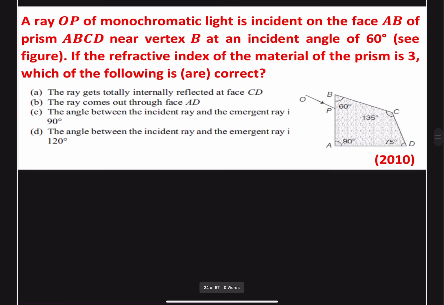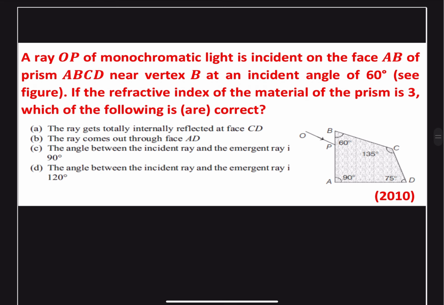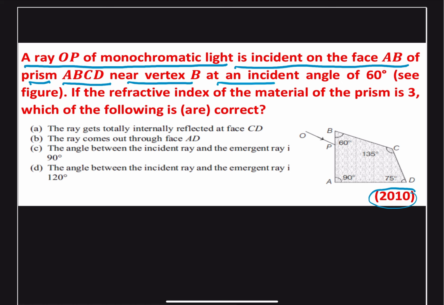We come to the next question. And in this question, it was asked that in the year 2010, it states that a ray OP of monochromatic light is incident on the face AB of the prism ABCD near vertex B at an incident angle 60 degree, as in figure. If the refractive index of the material of prism is root of 3, which of the following is or are correct?